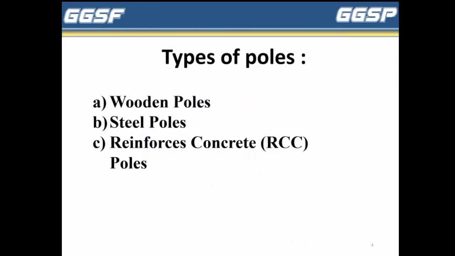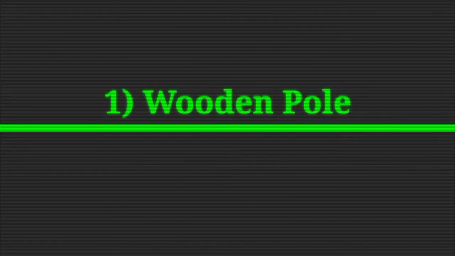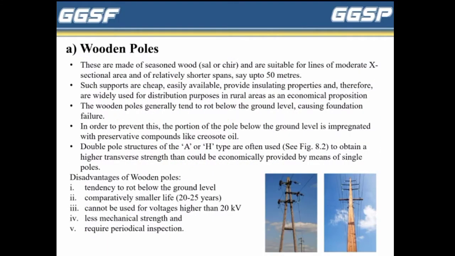Types of poles. There are three types of pole. First one is wooden pole, second one is steel pole, third one is reinforced concrete pole. First one is wooden pole. These are made of seasoned wood and are suitable for lines of moderate sectional area of relatively shorter span, say up to 50 meters. Such supports are cheap, easily available, provide insulating properties, and therefore are widely used for distribution purposes in rural areas as an economical proposition.